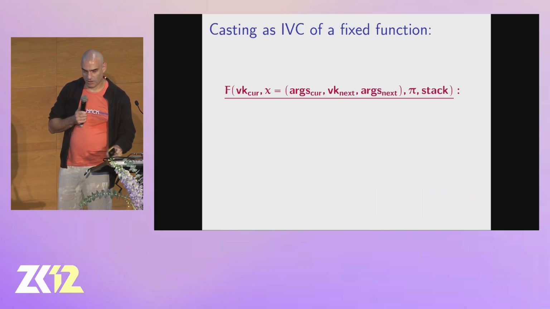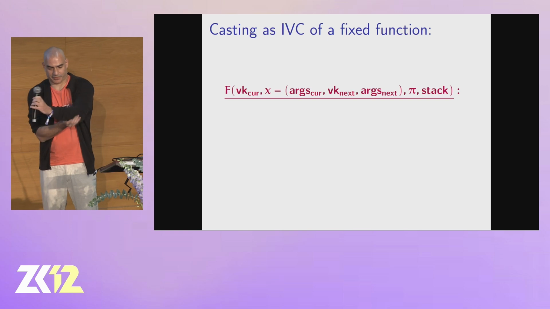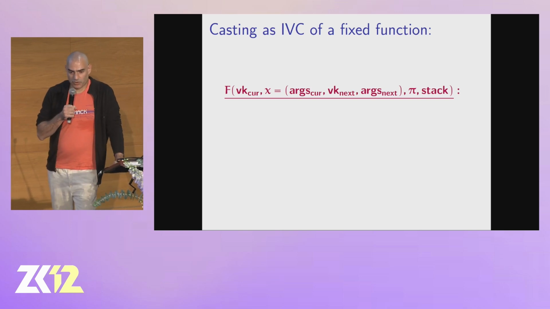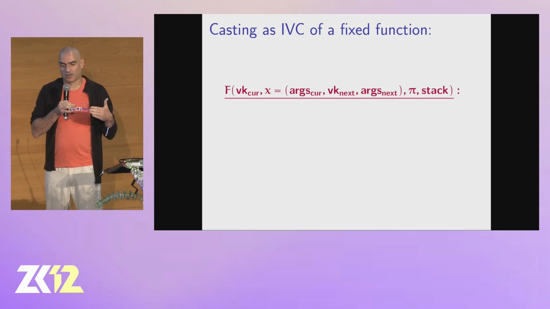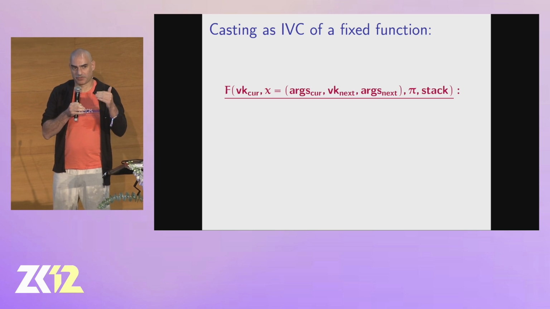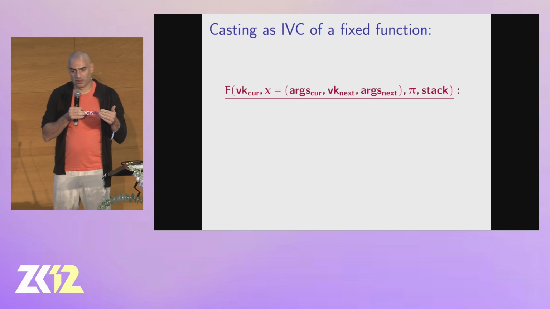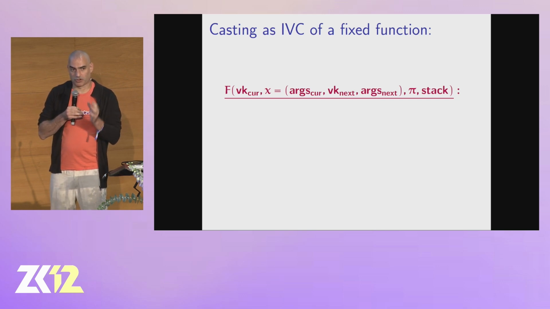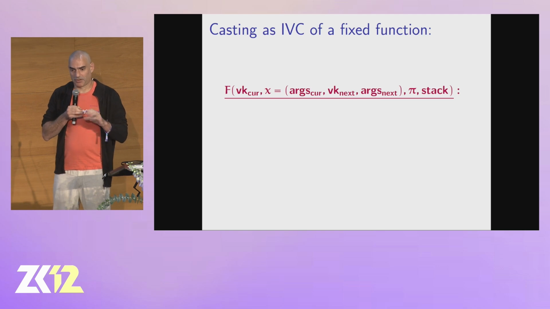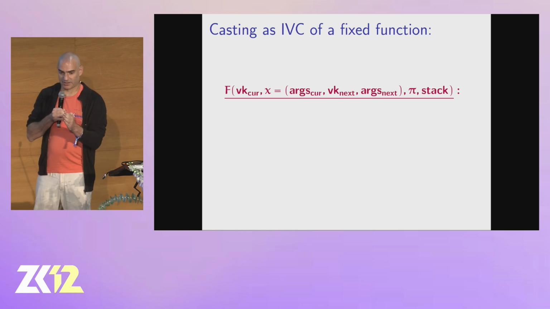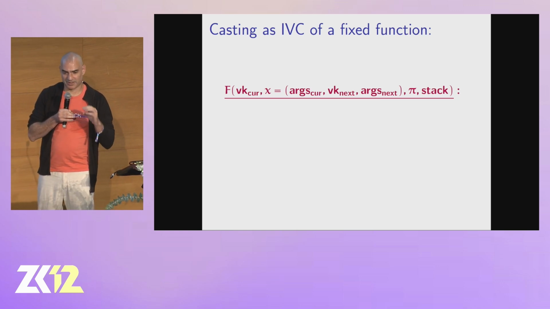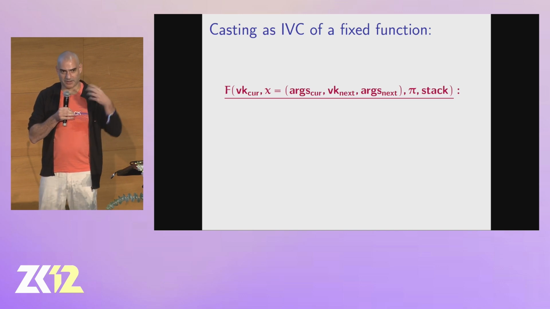Okay, but now we want to massage this into a more uniform form. So we want to think of these different steps as iterations of the same function. So we'll have this function f, where the inputs of f are the current vk, the current public input, which again consists of the current arguments of the current function, the next verification key, and the next arguments.